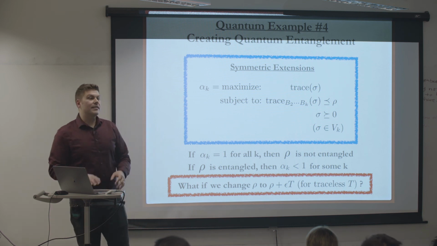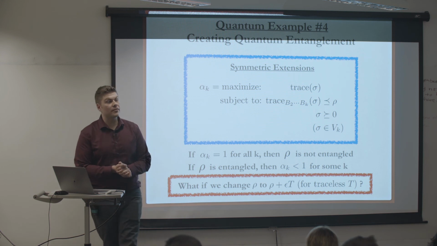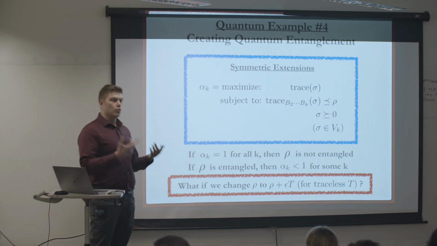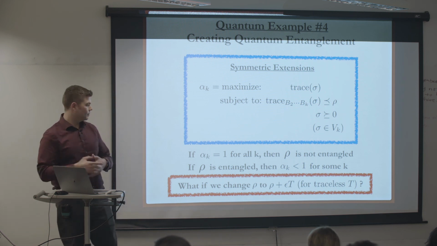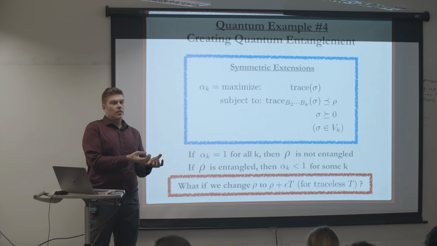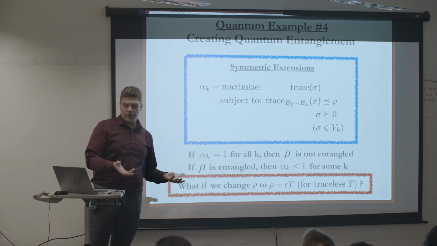And we can use this sequence of optimization problems to get a handle on the shadow price for entanglement. So the question is, what if we change rho to rho plus t? We're going to change the state. Are we going to create entanglement? Are we going to remove entanglement? That's what we want to know.